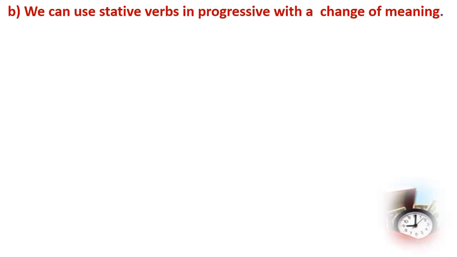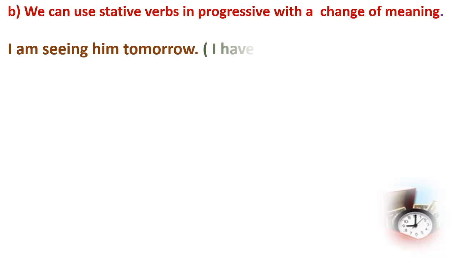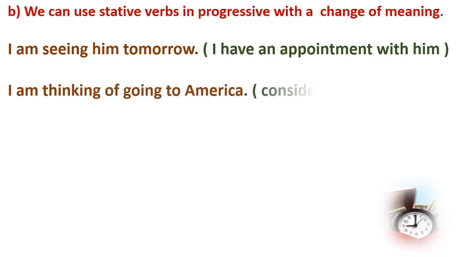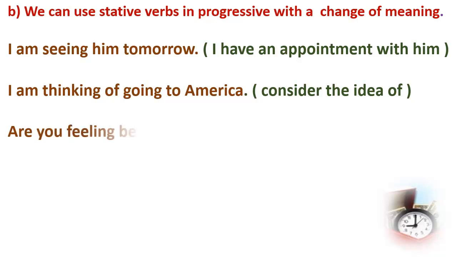Now B. We can use stative verbs in progressive with a change of meaning. For example, I am seeing him tomorrow. That means I have an appointment with him. That is why I am seeing him tomorrow. I am thinking of going to America. That means I am considering the idea of going to America. So that is why present progressive is used here. Are you feeling better now? Comparisons. So it is being compared with other cases. So that is why it is being asked, are you feeling better now? So it is a comparison.